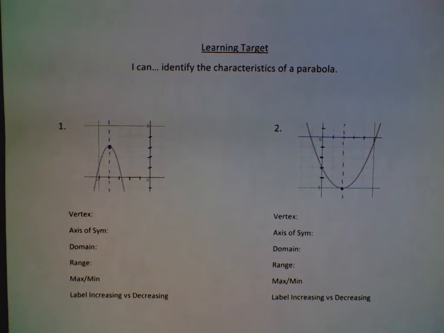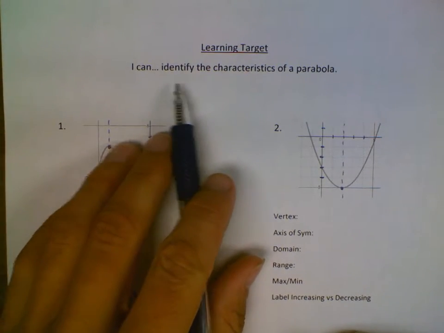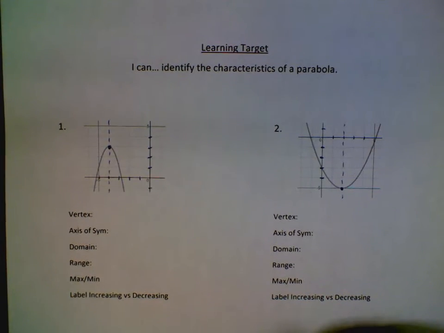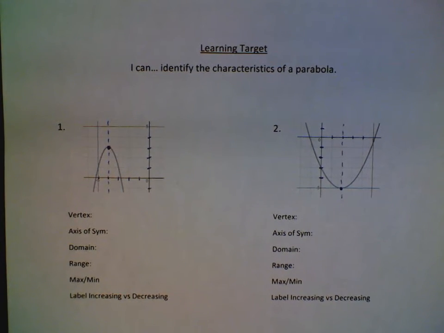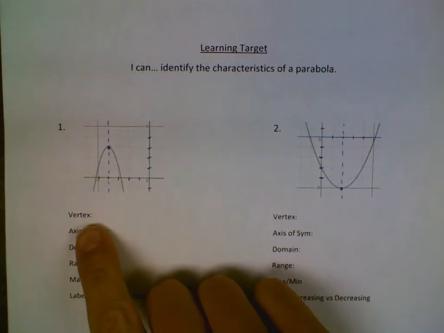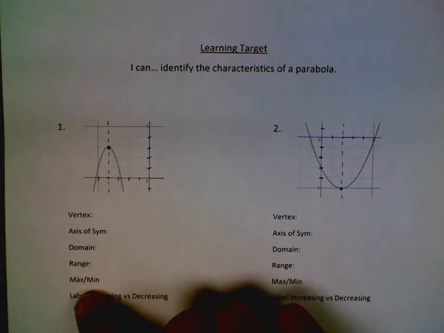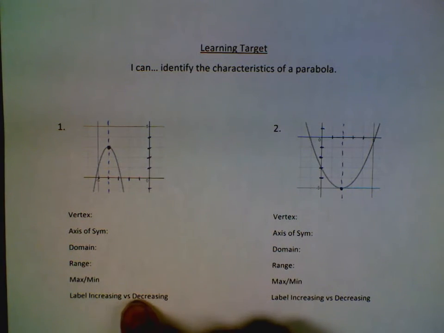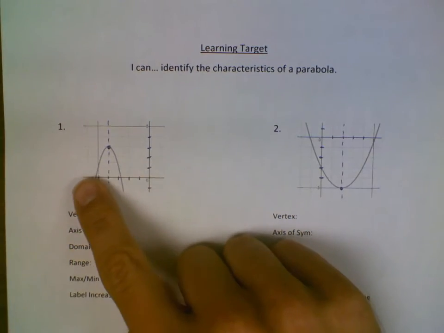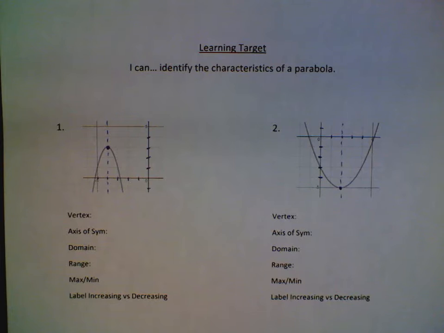This video, the learning target we're going to look at is I can identify the characteristics of a parabola. So this is kind of just a review video of going through a list of how we find the vertex, the axis of symmetry, the domain and range, max and min, and then labeling increasing and decreasing when we're given a graph of a parabola.